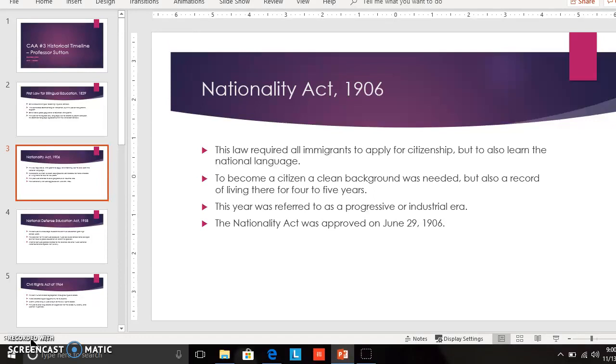And for them to become a citizen, a clean background was needed. But they also had to have a record of living here, in this area, for about 4 to 5 years. If they didn't, I don't believe that they qualified to become a citizen. During this era, it was referred to as the progressive or the industrial era, because of everything that was occurring. And the Nationality Act was also approved on June 29th of 1906.